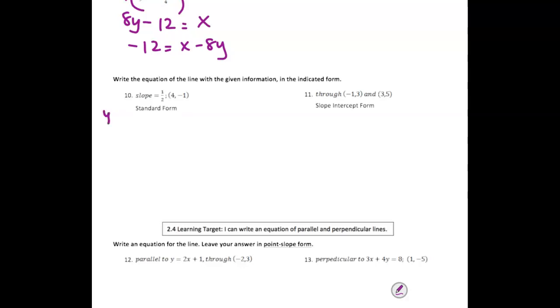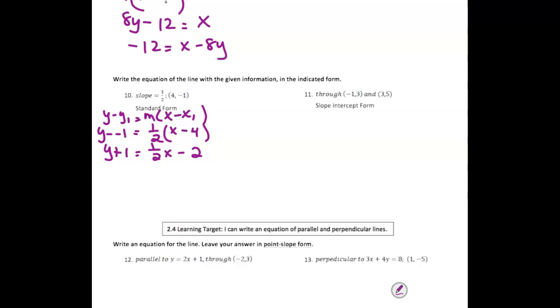Okay? So y minus y1 equals m times x minus x1. All right? Our slope is 1/2. We put that in for m. Our x-coordinate of our point is 4, so x minus 4. And our y-coordinate is -1, so y minus -1. Simplifying, we have y plus 1. Distributing, we've got 1/2 x minus 2.